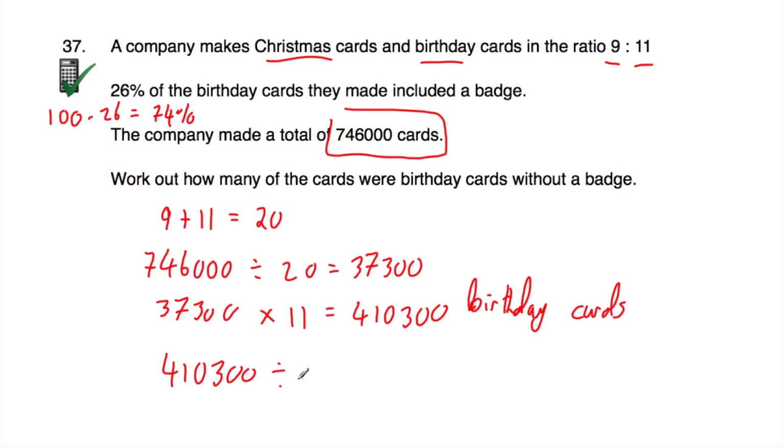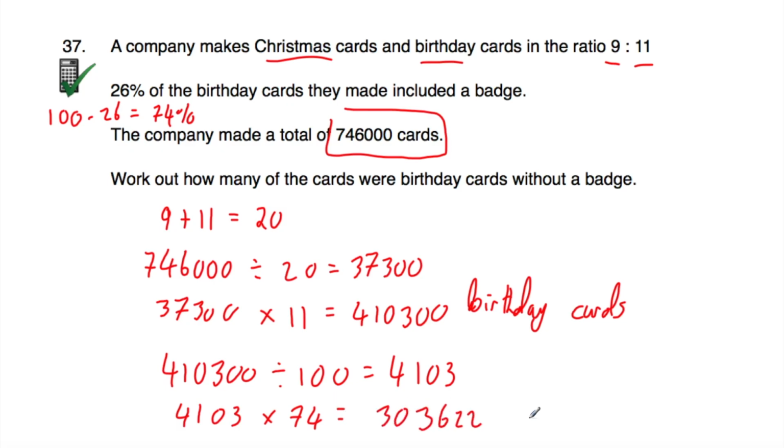410,300 divided by 100 is equal to 4,103. Then we're going to times by 74. So 4,103 multiplied by 74 is equal to 303,622. So those 303,622 birthday cards, you need to spell that right, birthday cards without a badge. And that's it. So the answer is 303,622.